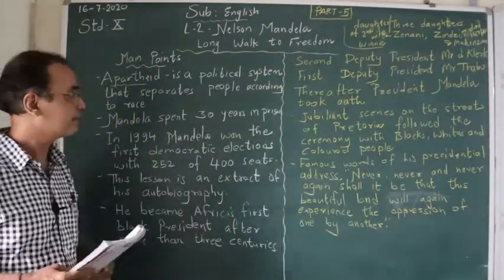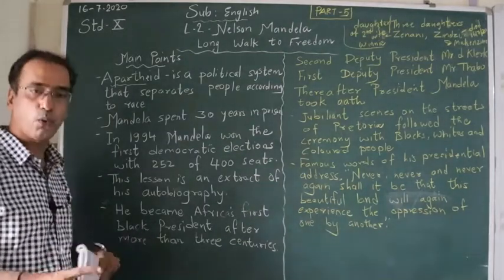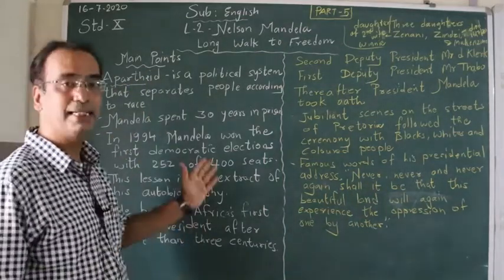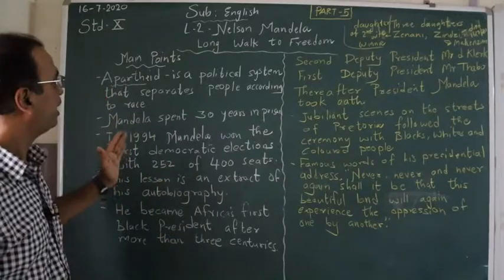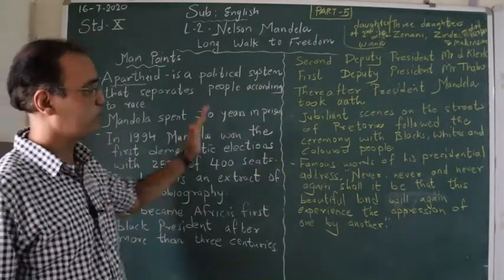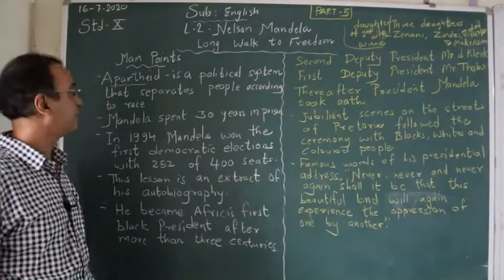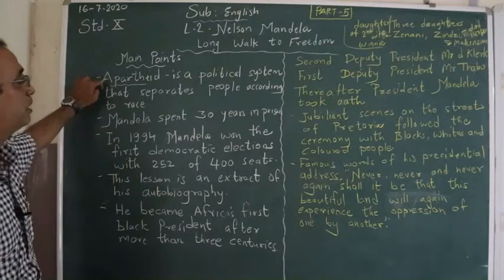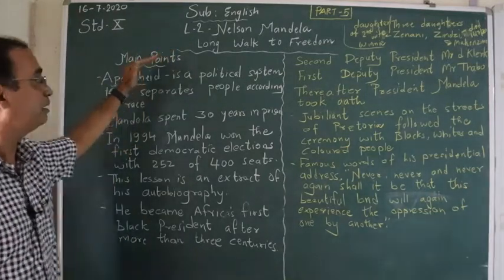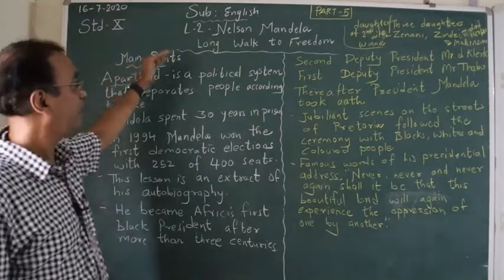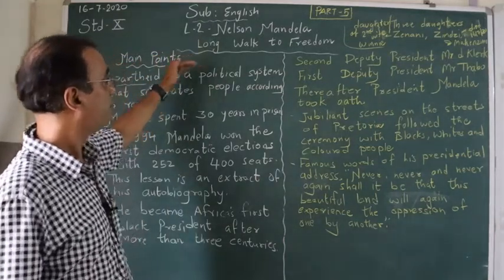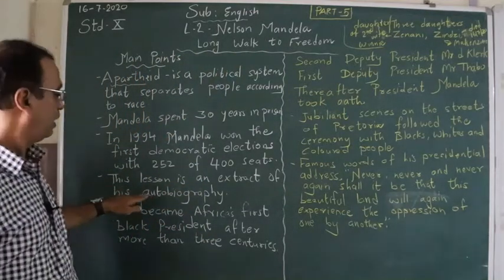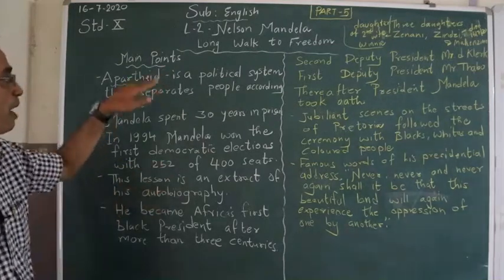This is our second lesson, and before going to the lesson we'll just see the main points, so that you get the idea of how much of the lesson we are doing and also the important things about the lesson. Firstly, you already know who Nelson Mandela is, a very famous figure, and the lesson is taken from Long Walk to Freedom, his autobiography.